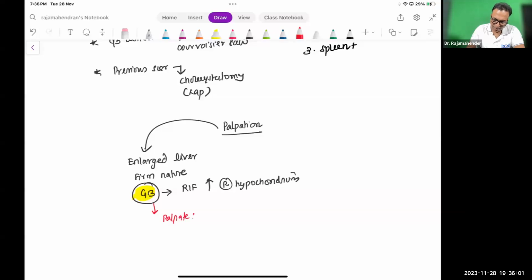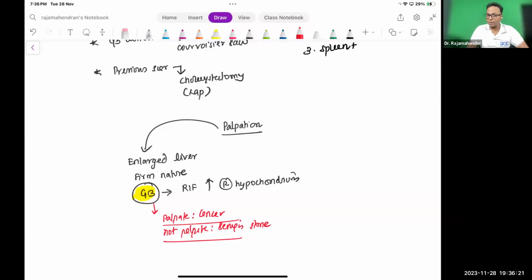It is a case of cancer patient. If the gallbladder is not palpable, it is going to be a case of benign disease. So don't forget this point. Benign, like stone disease, you cannot palpate the gallbladder. In cancer, you can palpate it. This is the classical Courvoisier law.